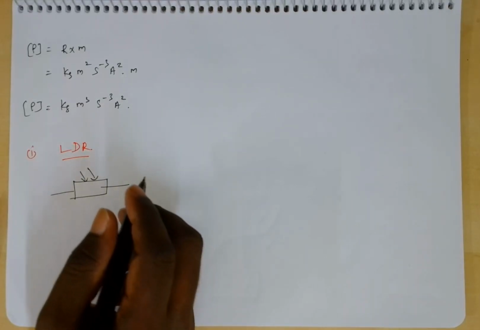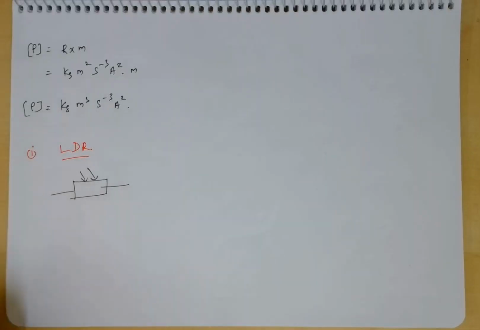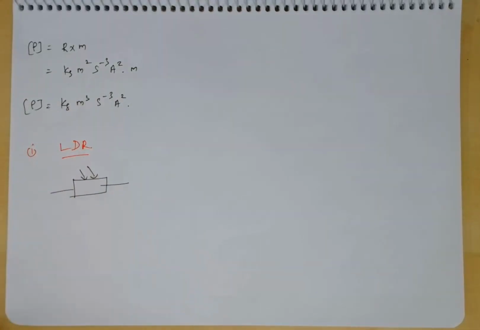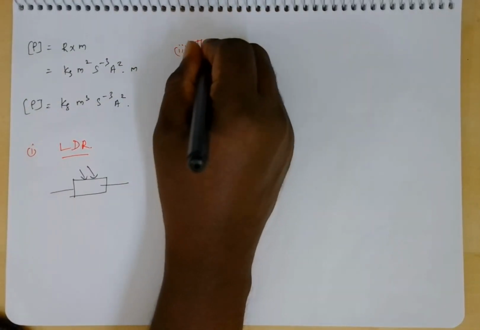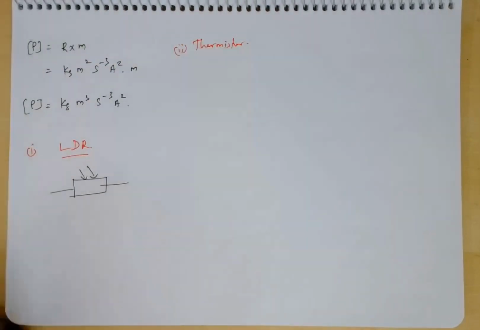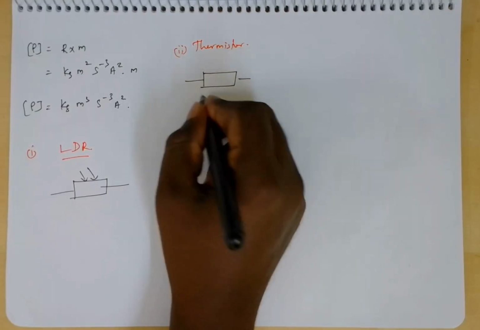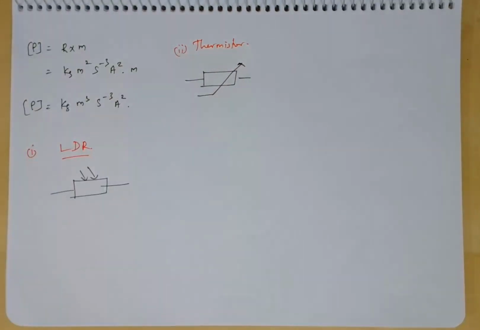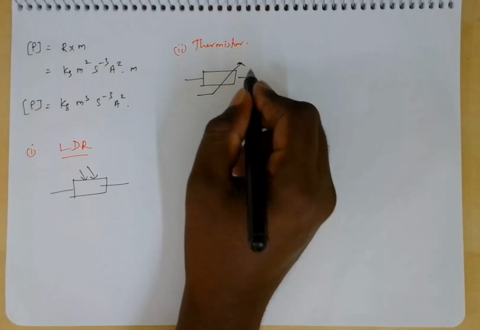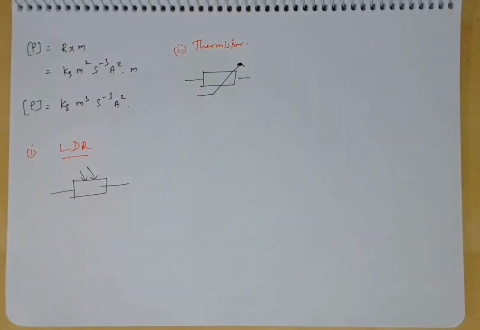So thermistor is this. First LDR, then thermistor. If just an arrow mark, then it is a variable resistor. So for thermistor, no arrow mark. In the syllabus document, no arrow mark.